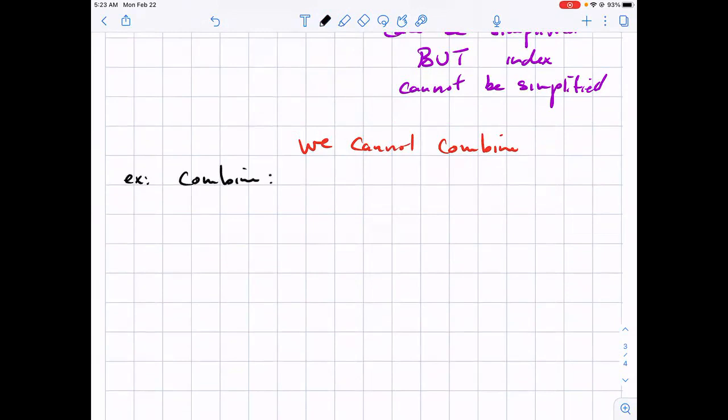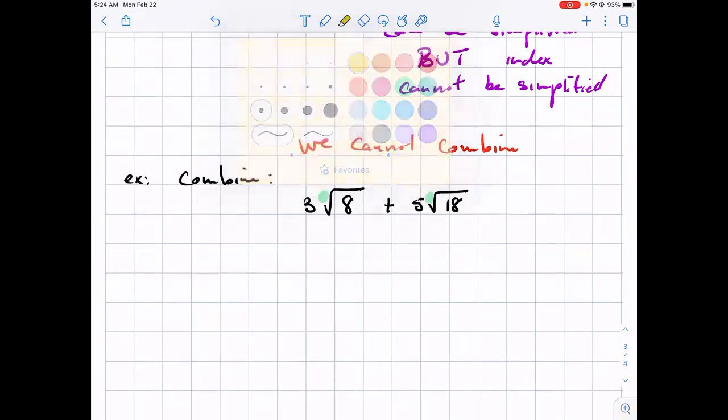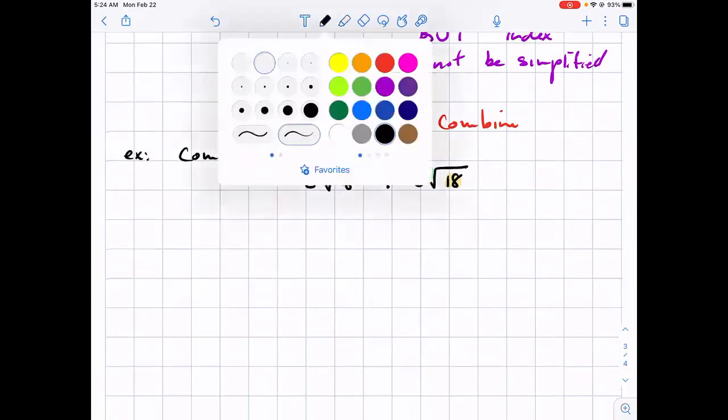Example. So combine. What if I have 3 times the square root of 8, plus 5 times the square root of 18. So notice here, my index are both square root. So once the index are the same, then you can try to simplify. Now, if you notice here, my radicands are different, but 8 can be simplified. We know this.